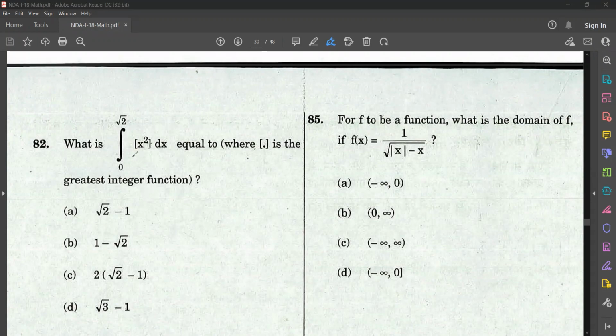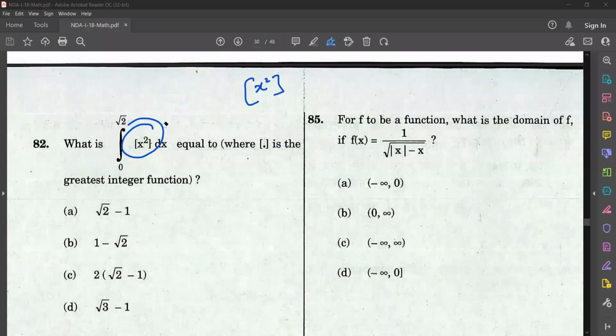This is not just x square. Yes, x square is there, but we have a square bracket here, isn't it? So what is that square bracket? That is the greatest integer function. Remember, we studied the greatest integer function in 11th standard. So this square bracket means it is the greatest integer function. Okay, so try to do it: what is the integral from 0 to root 2 of x square dx?